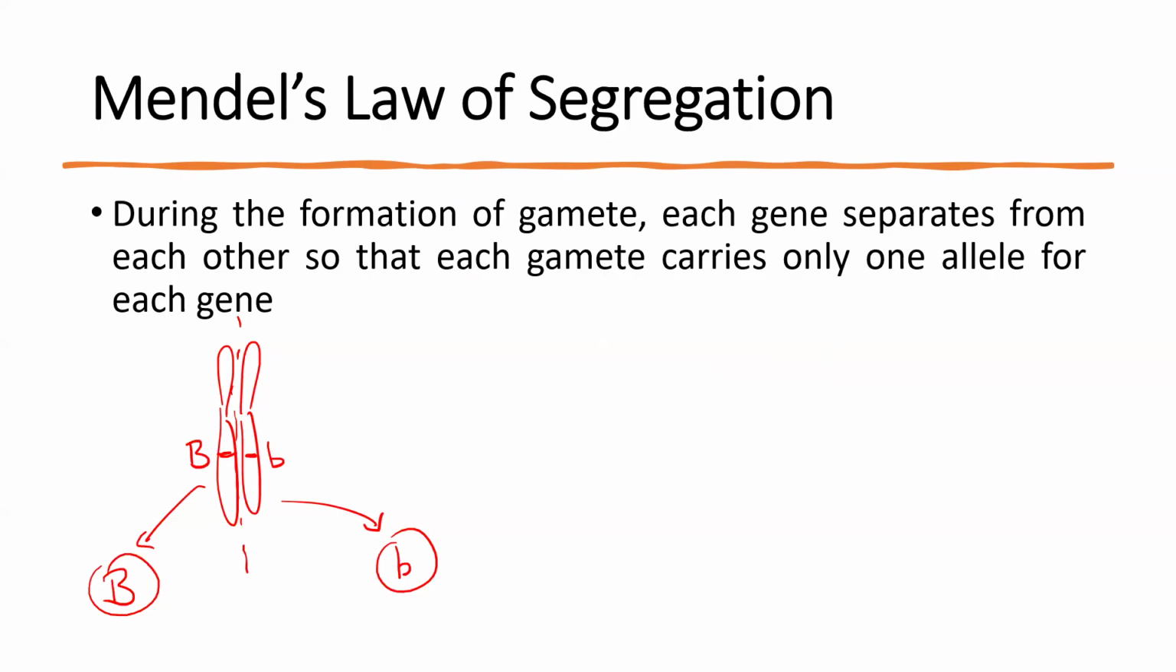What if you are big B, big B? Then what can you pass on to the next generation? Yeah, you would only be able to pass on big B. So even though the alleles separate, all the gametes will contain the big B.